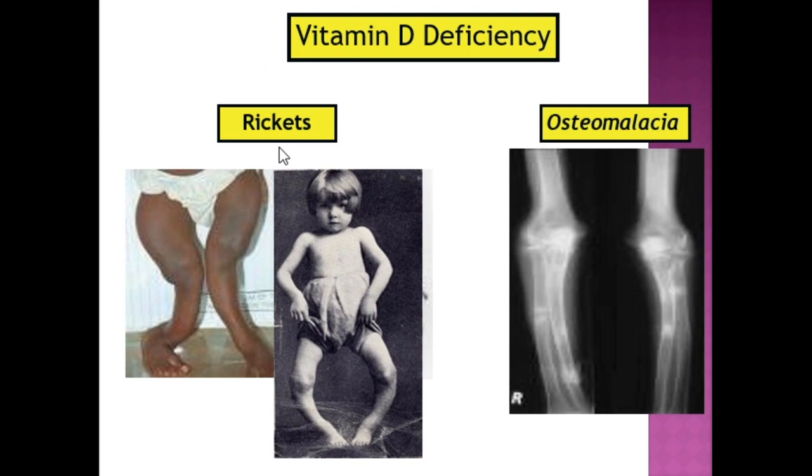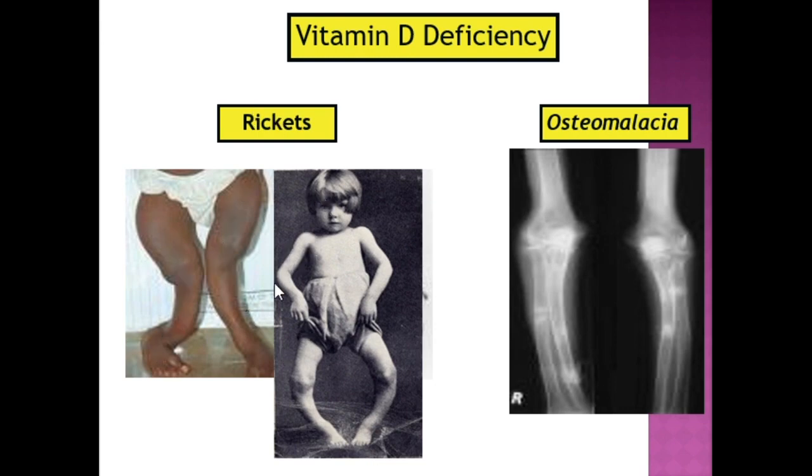Okay, rickets is a skeletal disorder caused by a lack of vitamin D, calcium, and phosphate. Okay, as we all know, vitamin D can assist calcium absorption. So if we drink milk fortified with vitamin D, it will improve the development of strong bones. Okay, so lacking vitamin D, phosphate, and also calcium will lead to rickets.